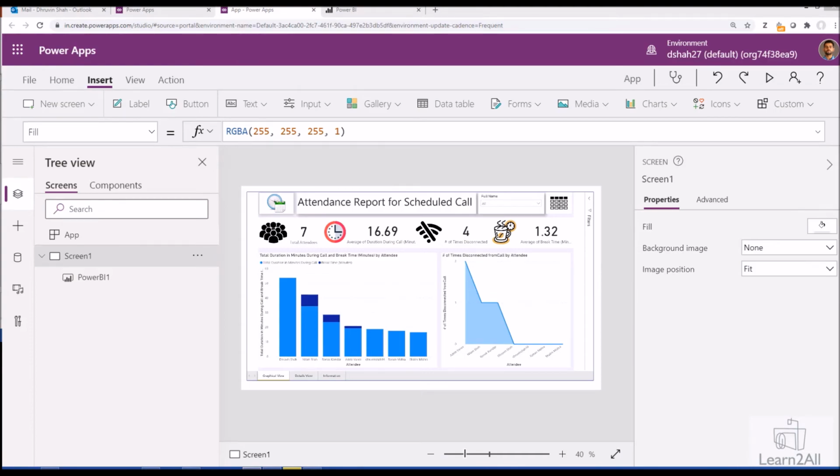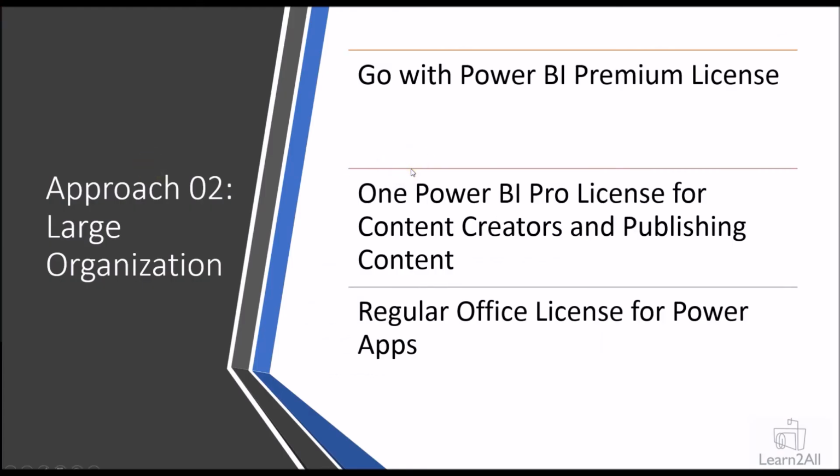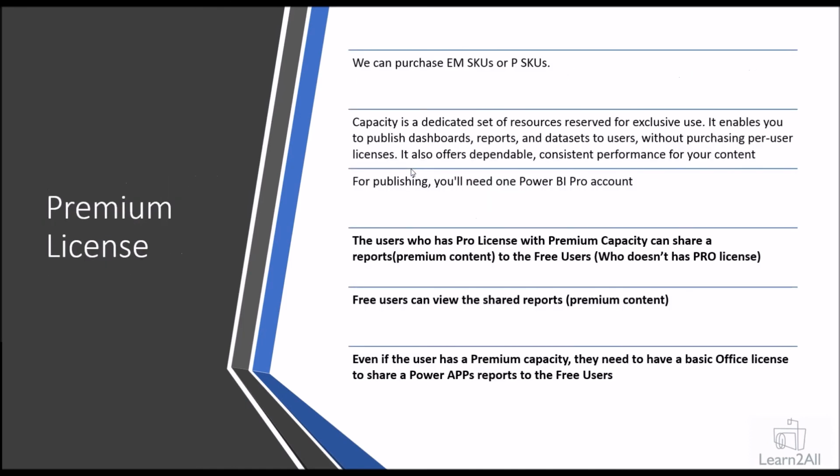Now let me explain you some detail there. If you are a large organization you need two different things. One is a Power BI Premium license and one is a Power BI Pro license, right? And of course the regular Office license for Power Apps you already have, because you already shared the Power Apps with the other users, right? Now in Premium we have two types of SKUs, EM and P SKUs. If you purchase either of these two SKUs, only at that time you will be able to embed this particular Power BI report into Power Apps, right?